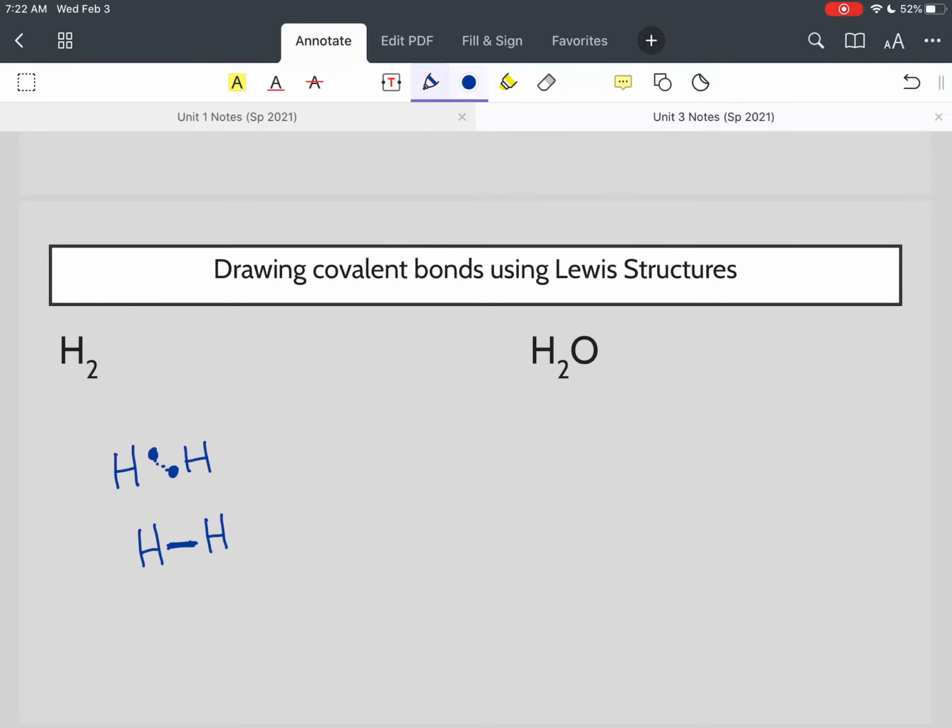Okay, let's look at H2O. You're always going to want to have your single element in the center. So because oxygen is by itself, I want that in the center. And remember, we just said oxygen had 6 valence electrons. So I'm going to draw my 6. Remember, we treat it kind of like there's that invisible box. Okay, so there's my 6. And then I know hydrogen has 1 each, and there's 2 hydrogens.